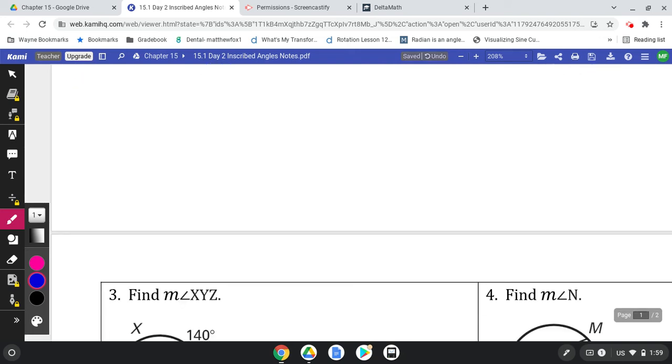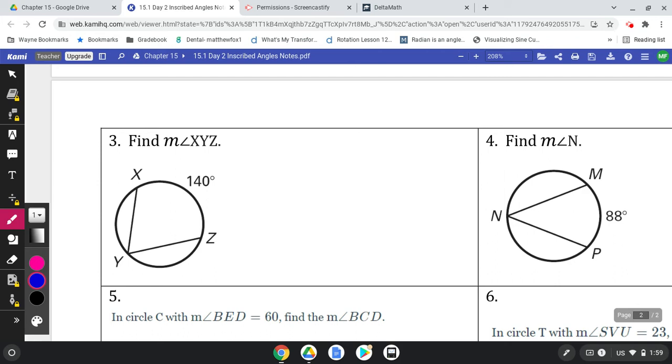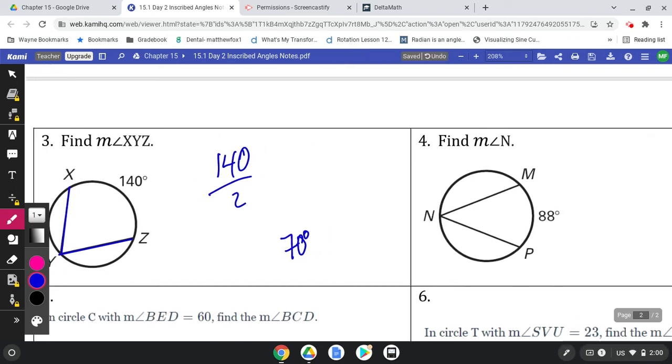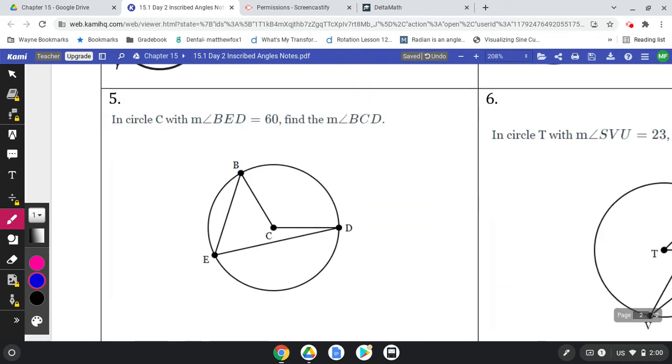Now that's what we do if we are given the angle and need to find the arc. Sometimes it's the other way around. Like here, we are given the arc, and we need to find this angle. So I'm looking for an inscribed angle. I just take whatever the arc is, divided by 2. So I'll get 70 degrees for this one. And on our next one, I have the arc, and I need to divide by 2 again. So 88 divided by 2 leaves us with 44 degrees as that angle.